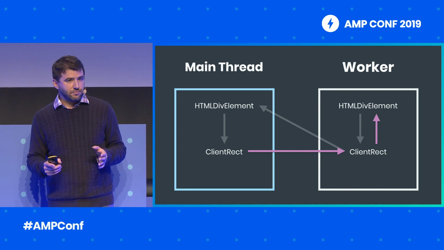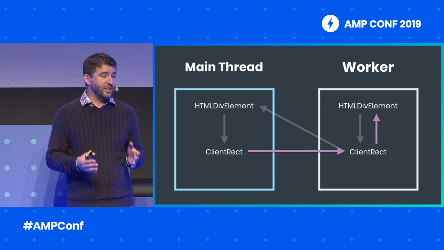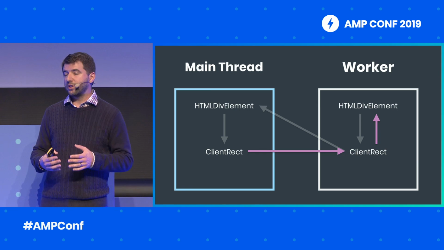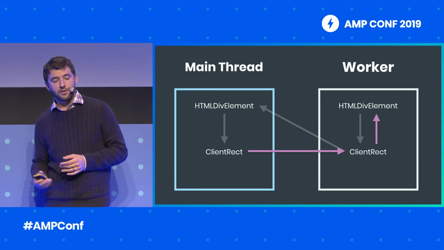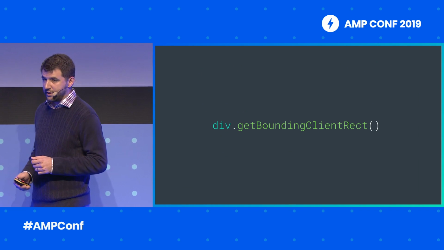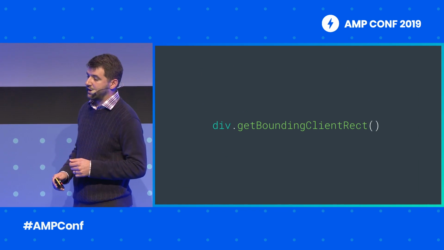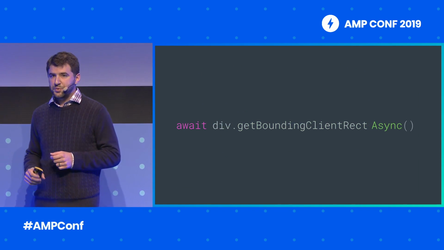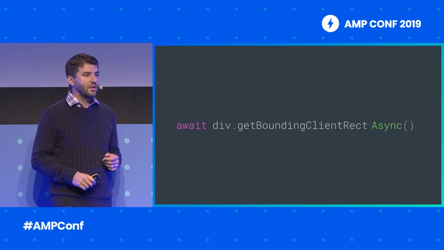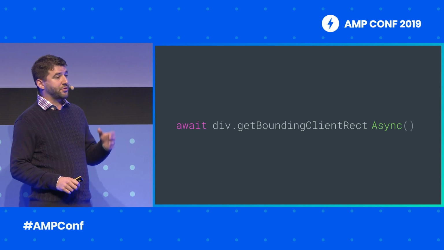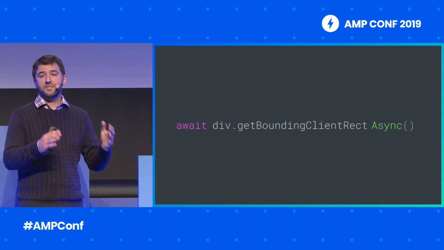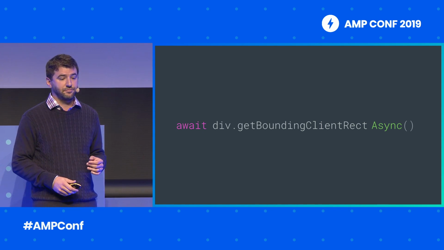This can take time. It doesn't take much time, but it can. And as a result, we would like to make sure that programs are not reliant on synchronous behavior. So instead of using div.getBoundingClientRect, you just need to change this slightly. Just put in an await before and ask for getBoundingClientRectAsync. GetBoundingClientRectAsync returns a promise with the client rect. So the moment that promise resolves, you have the same data that you would have had synchronously.